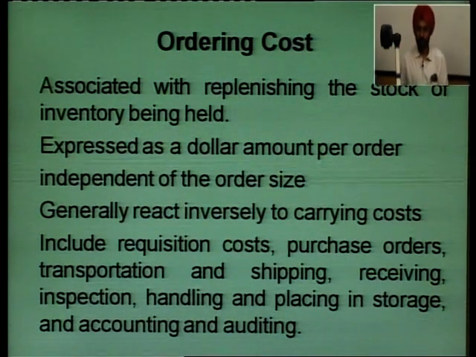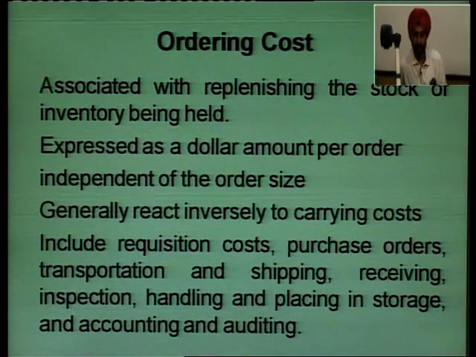Second is ordering cost. Now this cost is associated with the replenishment of the stock of inventory being held.